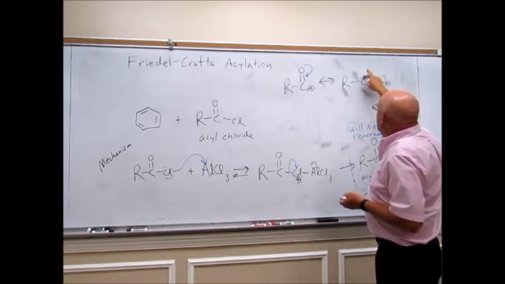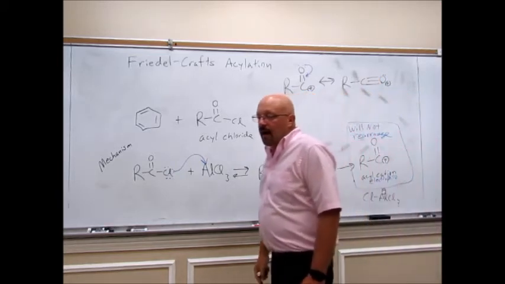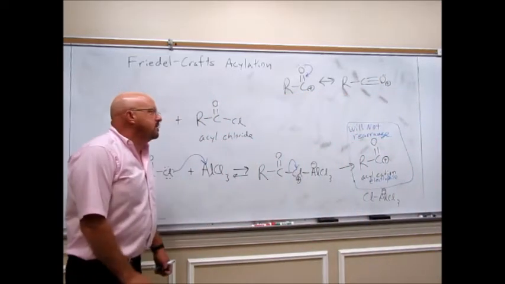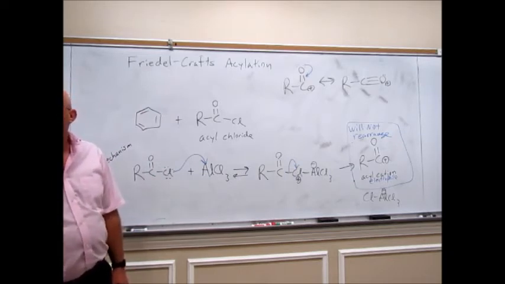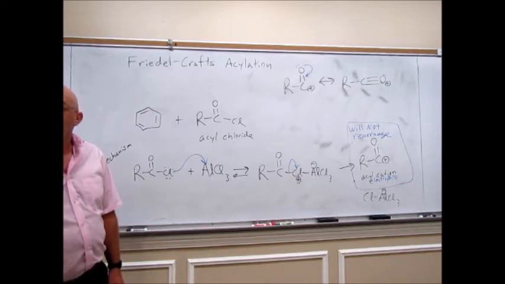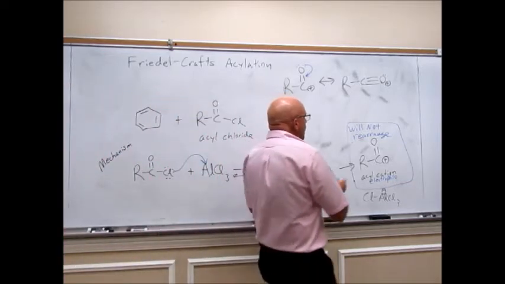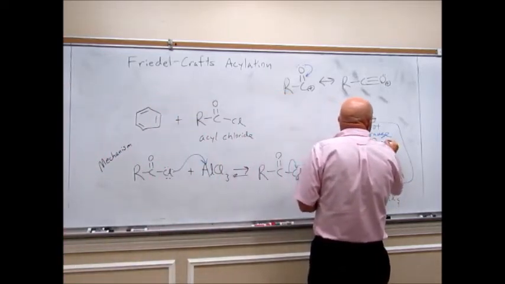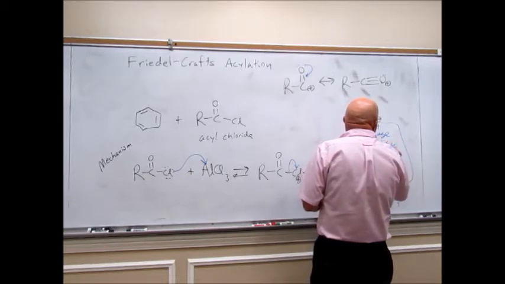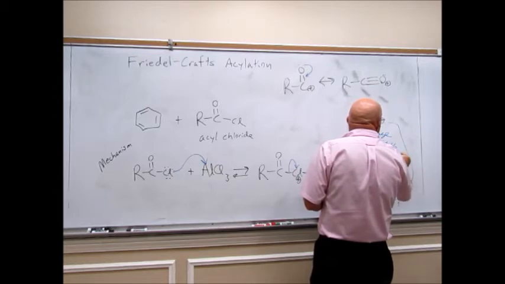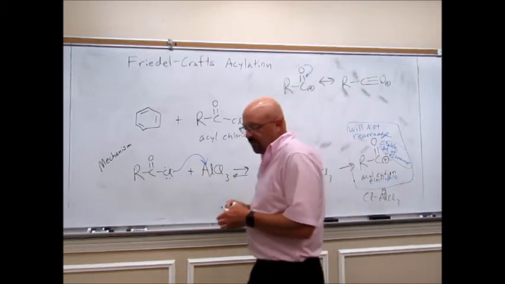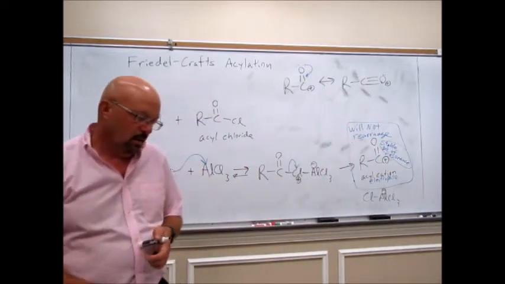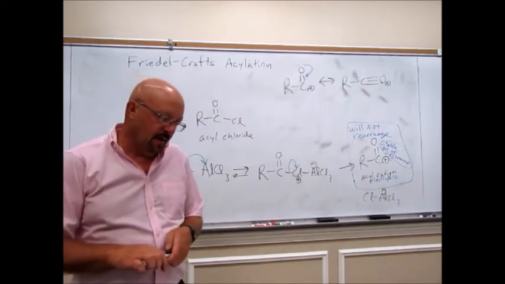May now be a triple bond. But we're going back and forth between those two resonance structures. So that's a pretty stable carbocation because of the resonance. So that's why they will not rearrange. They are stable because of resonance. So acyl cations will never rearrange because they have the resonance.